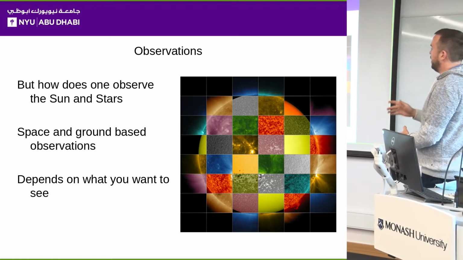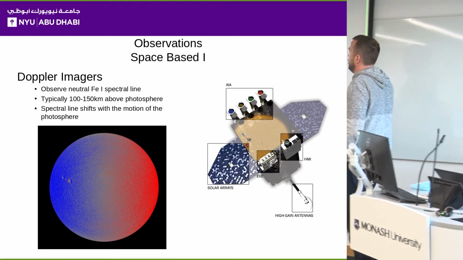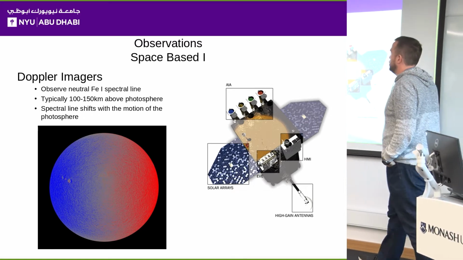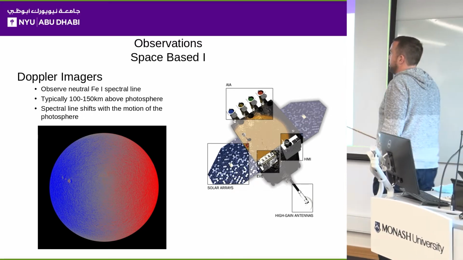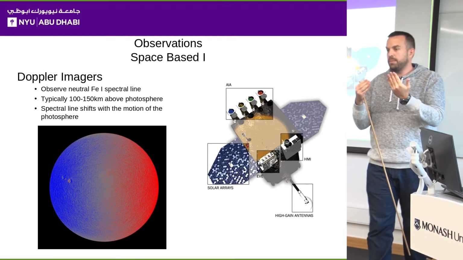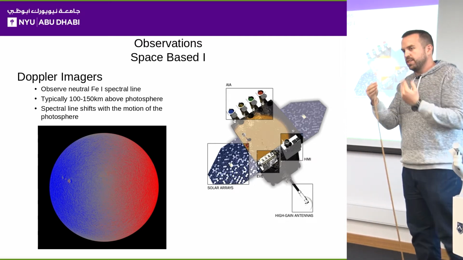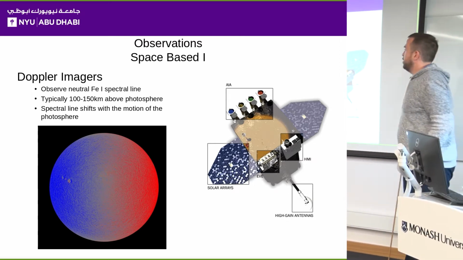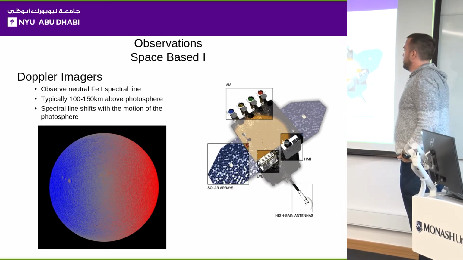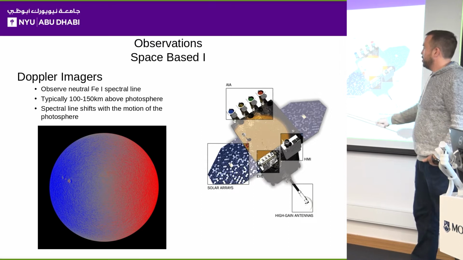Okay? Now, we use Doppler images, and we typically observe the iron 1 spectral line. Now, this spectral line shifts depending how the surface of the sun shifts. Remember, the sound waves, they bounce off the surface, so they cause small shifts in the Doppler images. We measure these Doppler images, and we get an image like this. Now, you may see red here and blue here.